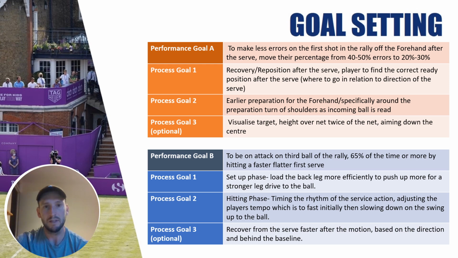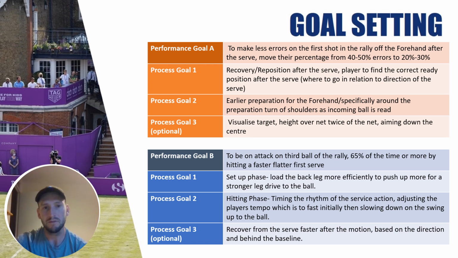Me and Nomsa agreed to work on these goals for improving her first weakness. So we want her to make fewer errors on the first shot in the rally off the forehand after the serve, and move her percentage up to a better quality of making sure she doesn't do as many errors.